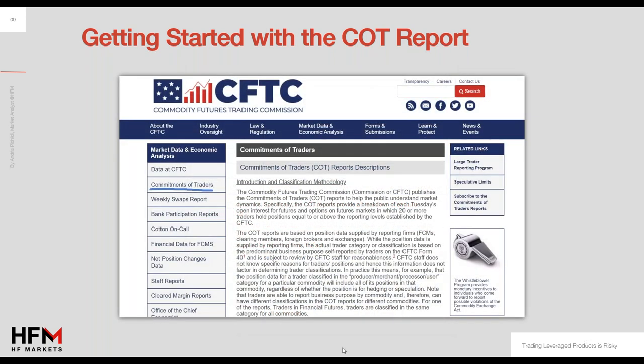Once you use my link, guys, it will redirect you to this website, where there is an introduction and an explanation of the methodology that the commission is using in order to prepare this report every week, and what is taken into consideration, what kind of firms also. I forgot to mention that all this data is based on the reporting that the CFTC had from several firms: clearing members, foreign brokers, exchanges, and so on. So it's based on the position data as supplied by these reporting firms.